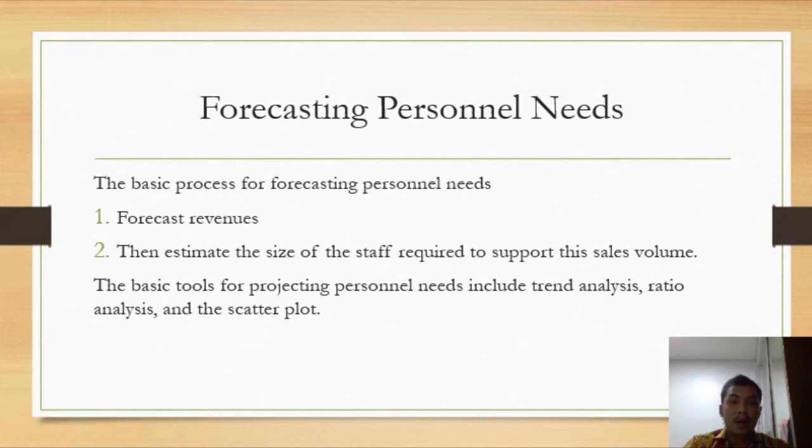The basic process of forecasting personnel needs is, first, to forecast the revenue, and second, to estimate the size of the staff required to support this sales volume. This includes projected turnover, decisions to upgrade or downgrade the product or service, productivity change, financial resources, and decisions to enter or leave the business. The basic tools for projecting personnel needs include trend analysis, ratio analysis, and the scatter plot.